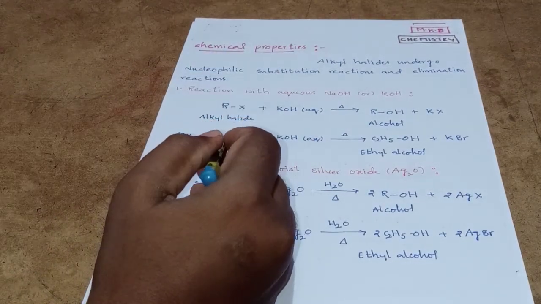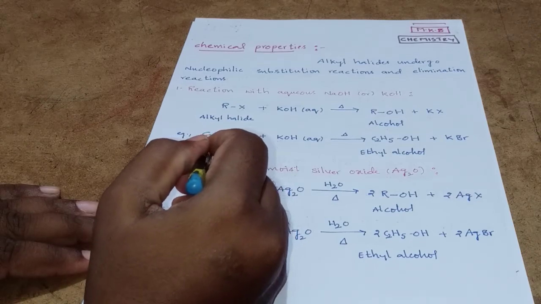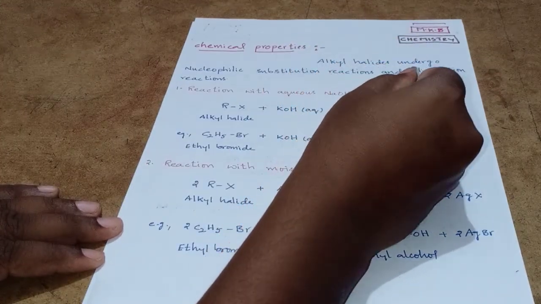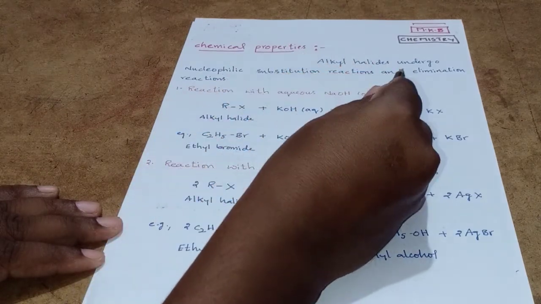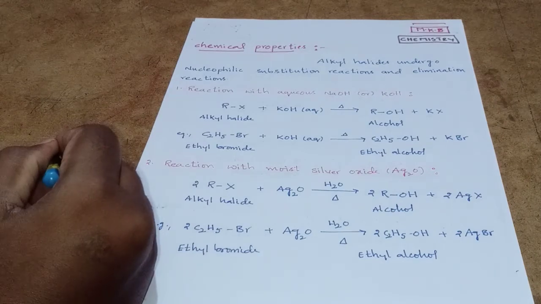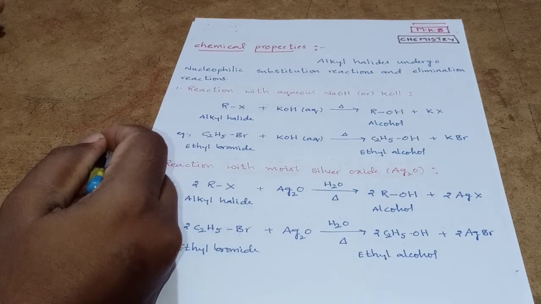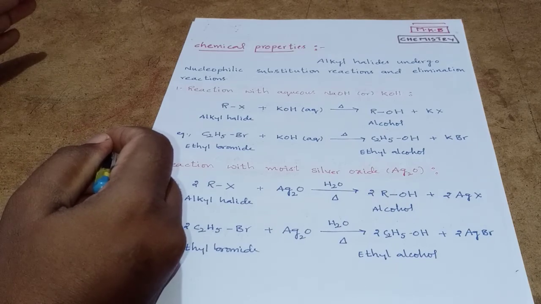Today we are going to discuss the chemical properties of alkyl halides. Generally, the alkyl halides undergo nucleophilic substitution reactions and elimination reactions. Substitution is nothing but replacing one atom with another atom in the compound. The atoms or ions we replace are nucleophiles.